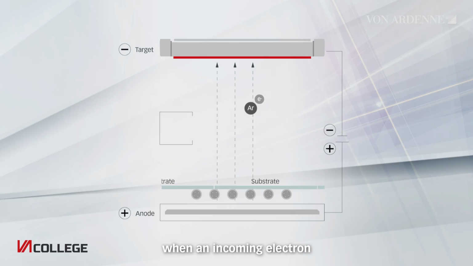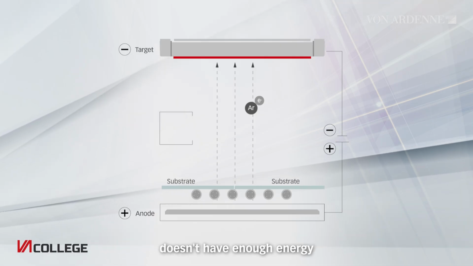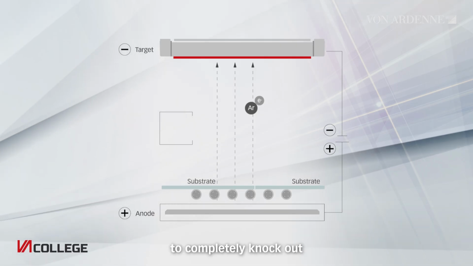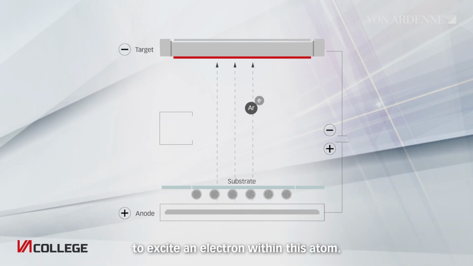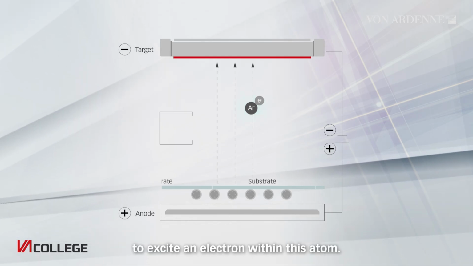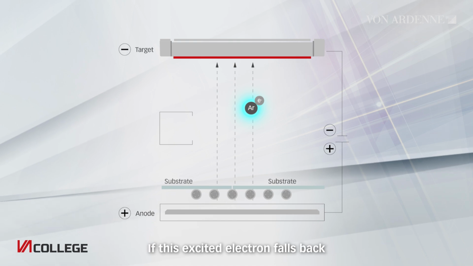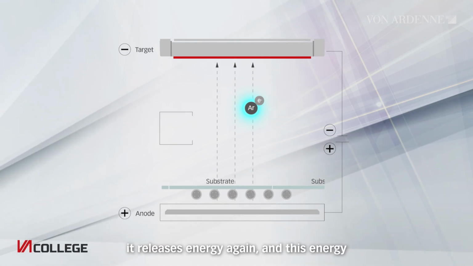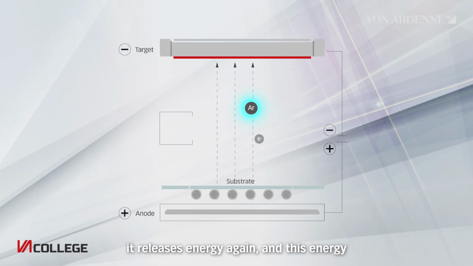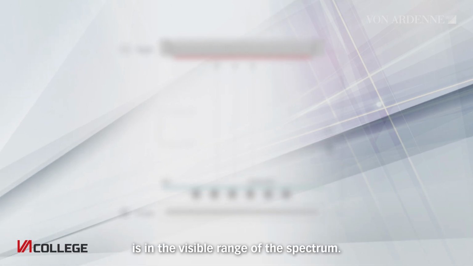Light is produced when an incoming electron doesn't have enough energy to completely knock an electron out of the atom, but has enough energy to excite an electron within this atom. If this excited electron falls back to its original position in the atom, it releases energy again, and this energy is in the visible range of the spectrum.